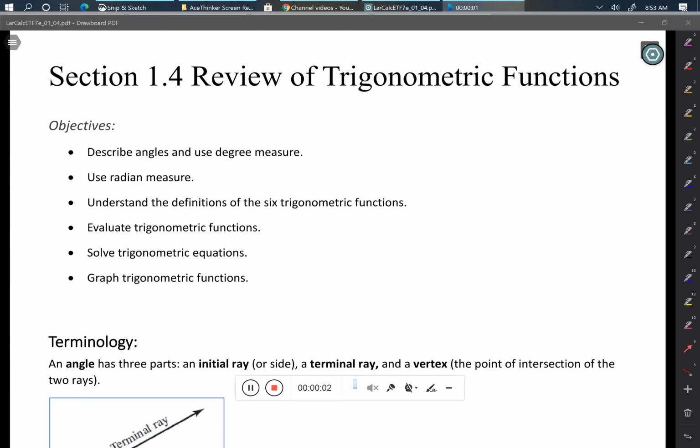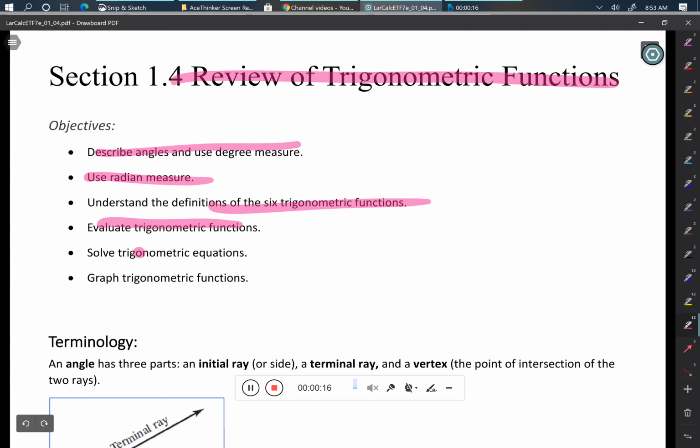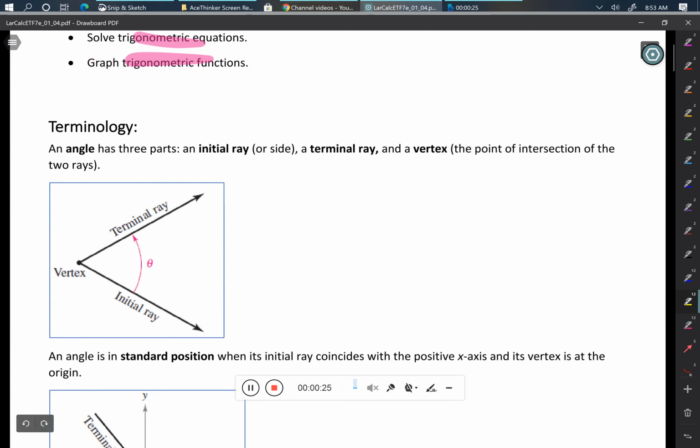Welcome. This is section 1.4, a review of trigonometric functions. So, trig review. We're going to take a look at some terminology, angles, radian, degree, measure, that kind of stuff. Definition of the trigonometric functions, evaluate, solve, and graph some trigonometric functions. So, just a quick review of what you should have brought with you from trig.